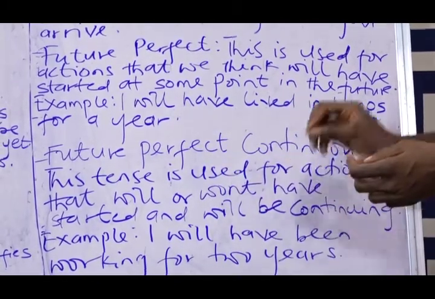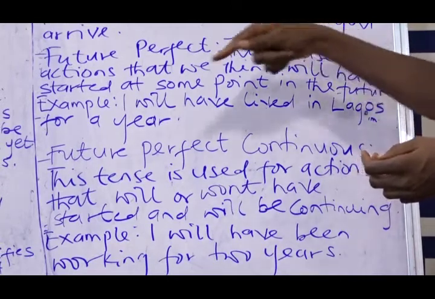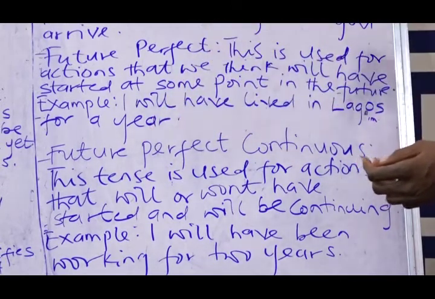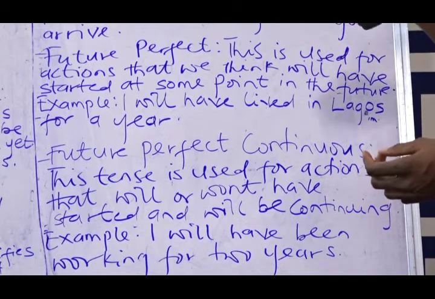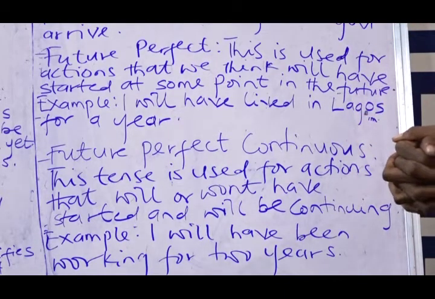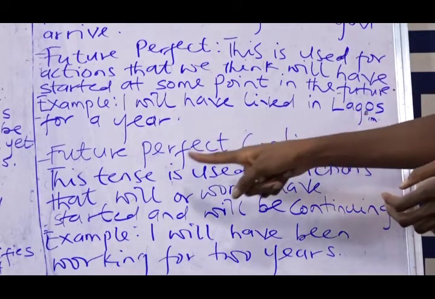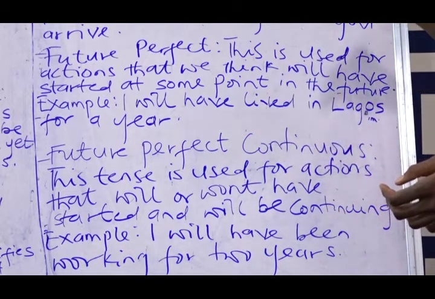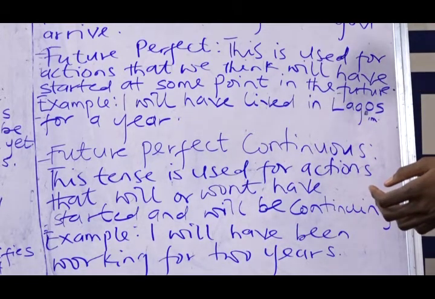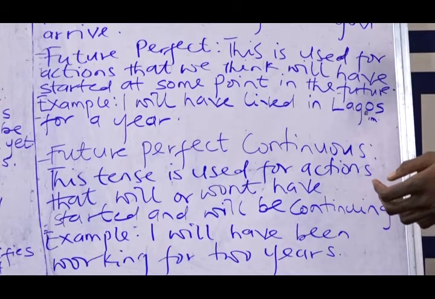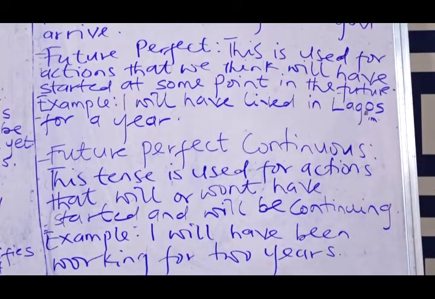Now, the future perfect continuous. This tense is used for actions that will or won't have started and will be continuing. So let's take actions that will have started, for example.